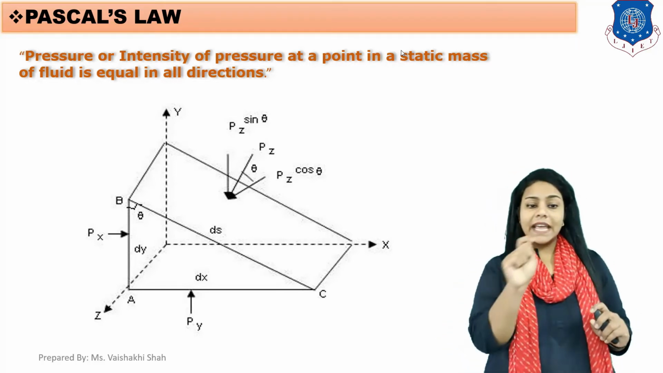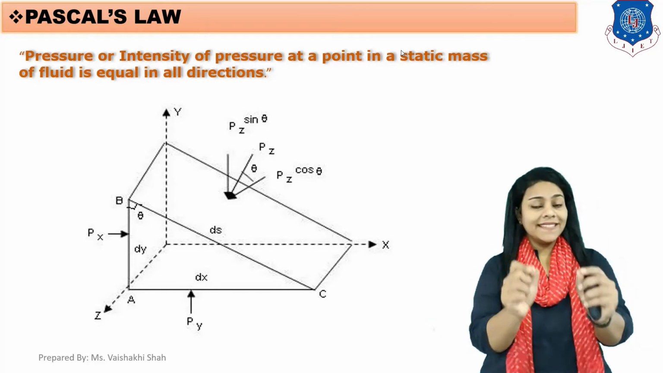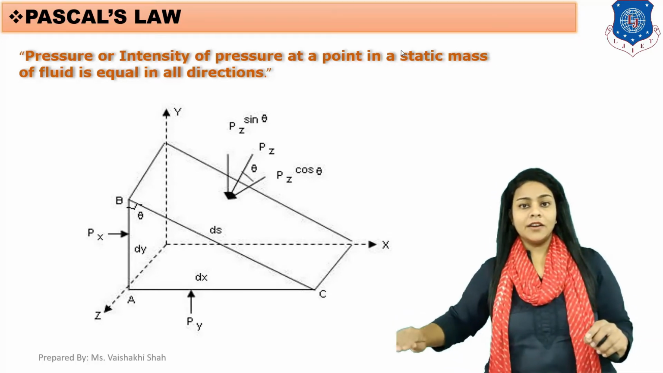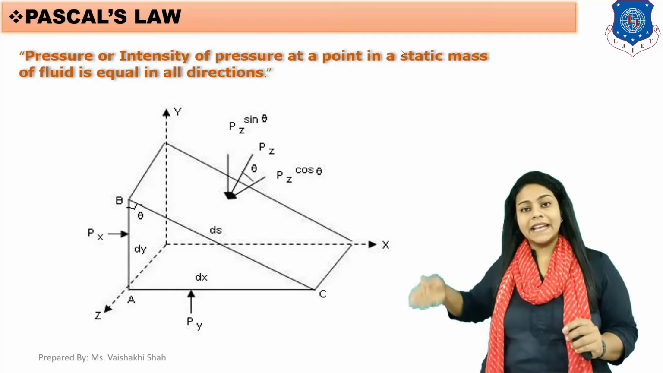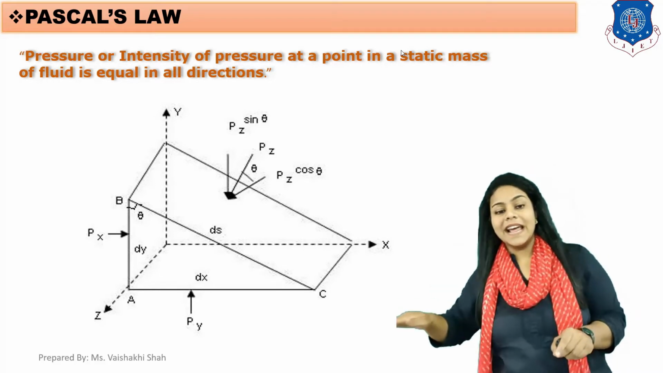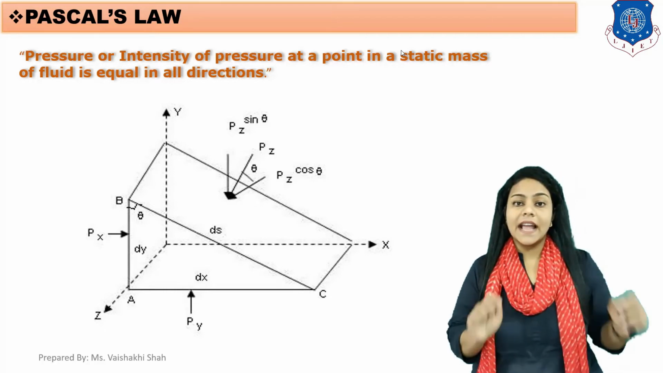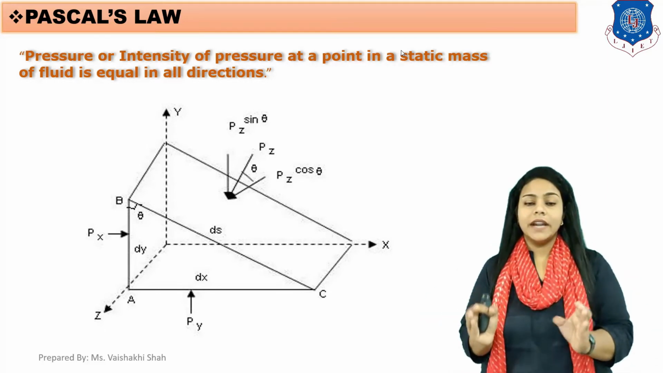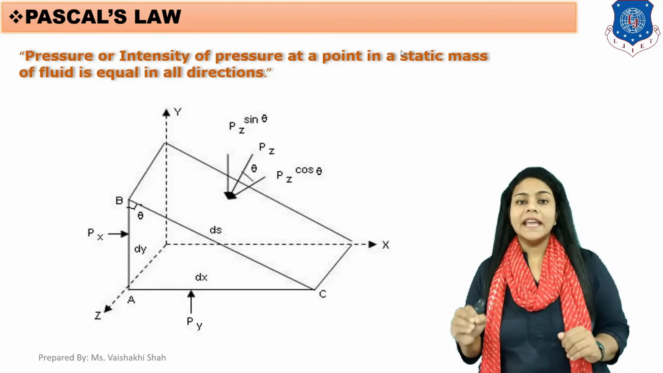Now, in triangle A, B and C, just see what I am saying in this diagram, the length of side AC is dx. The length of side AB, which is vertical, is dy. And the length of side BC, which is inclined, is ds. So, in this triangle, there are three sides: AC equals dx, AB equals dy, and BC equals ds.